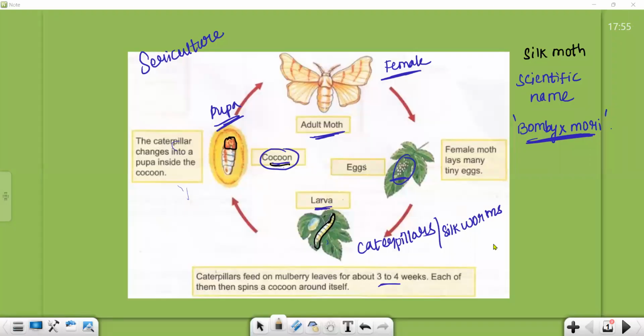It was a network issue and I was lost. Okay, so the female moth lays eggs and the eggs hatch into the larva. The larva feeds on the mulberry leaves and forms a cocoon around itself. Then it enters the pupa stage. The cocoon is removed in the pupa stage and the insect is killed.